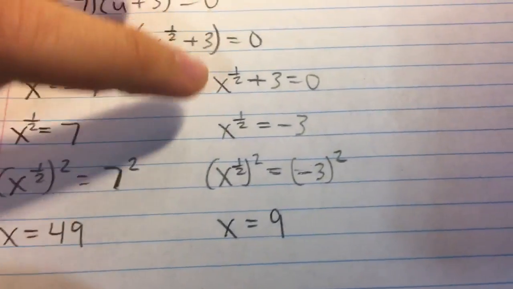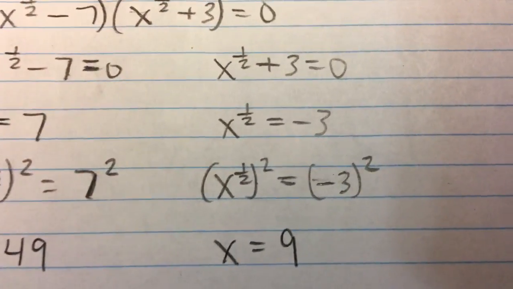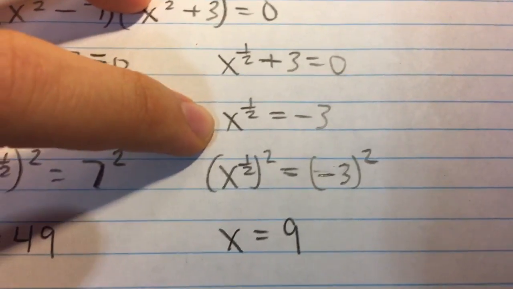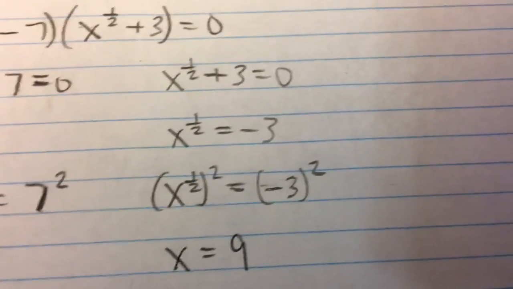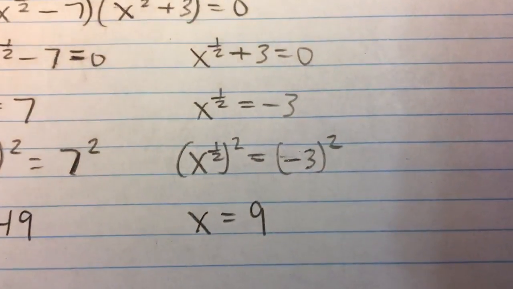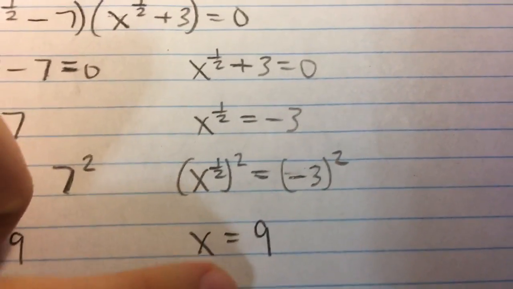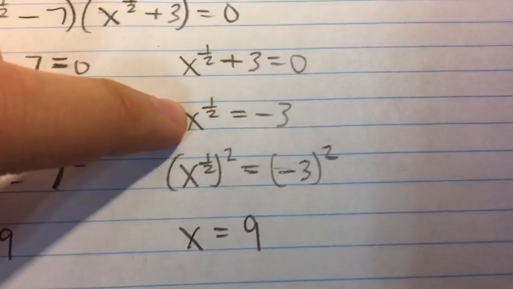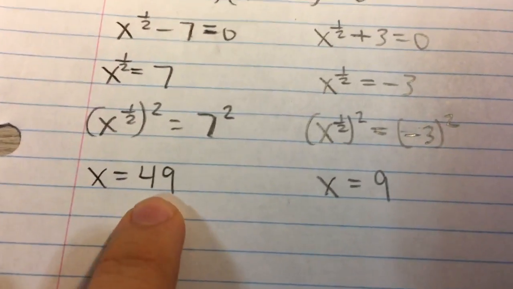Another way to think about it is that we have x to the 1/2 equals negative 3. And so that means the square root of a number is equal to negative 3. And if you think about it, you can't take the square root of a number and equal a negative number, because the square root has to be positive. In other words, if you plugged in 9 here, you would get positive 3, not negative 3. And so the only real solution is 49.